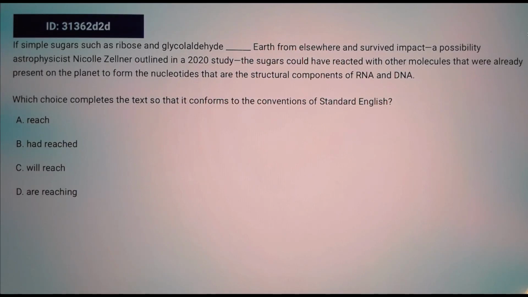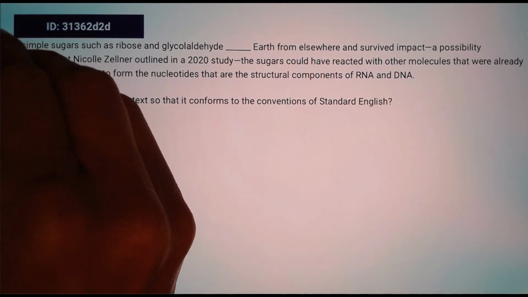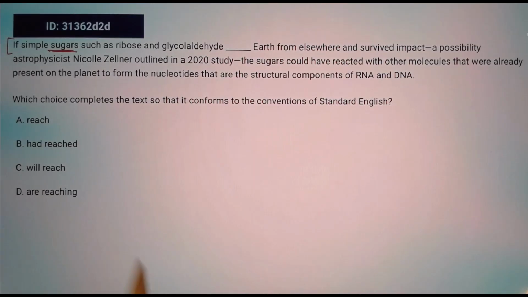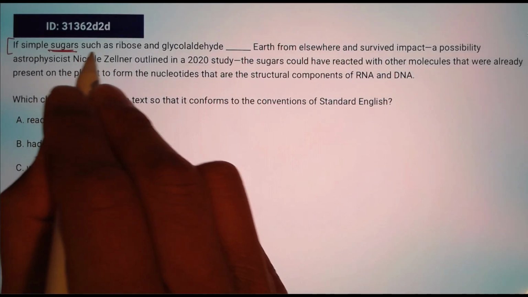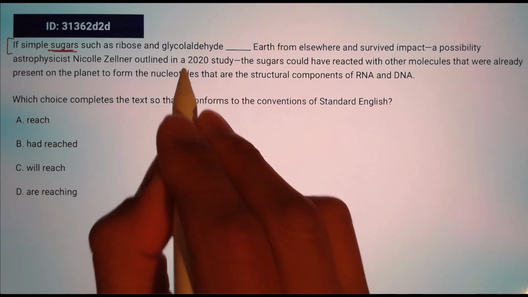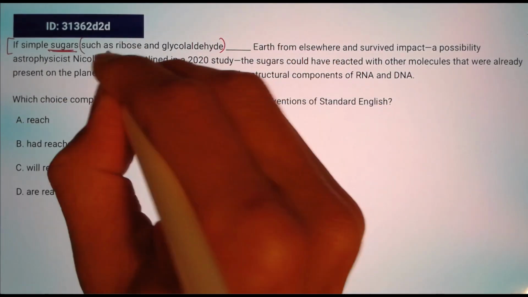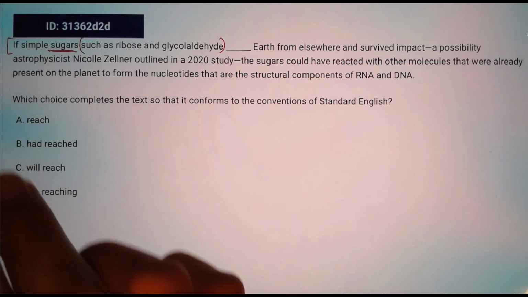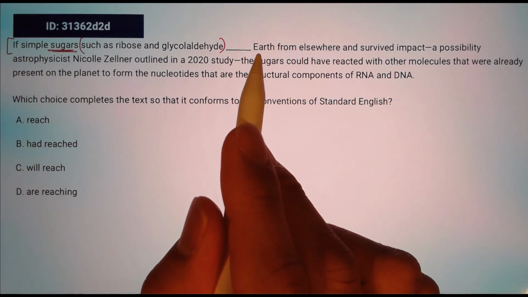Okay, but we do have a complex. Actually, this would be more like a compound complex. And let me show you that the main dependent clause here is the "if," and the subject is sugars. It's a plural. And you might say, what about these, such as ribose and glycoaldehyde? That just describes the sugars here. Okay, that's a supplementary phrase that describes sugars. So: if simple sugars blank.